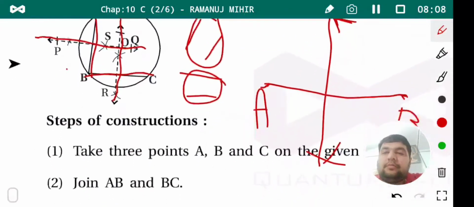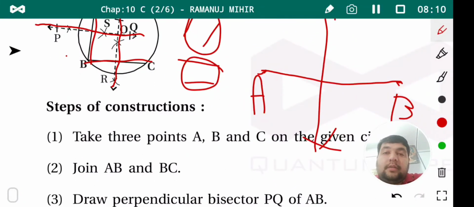Is it clear? So now we will use the same method and find the center of the circle. Suppose we have a circular shape ring, or a bangle, whatever we have.